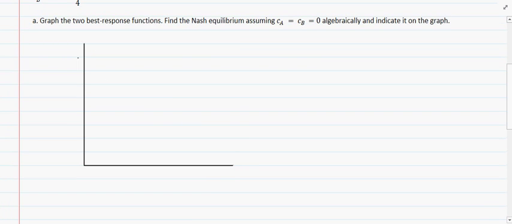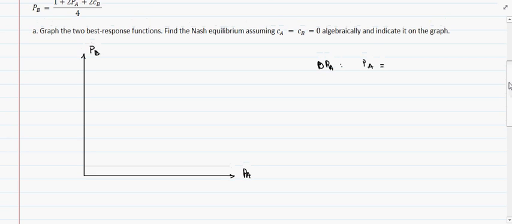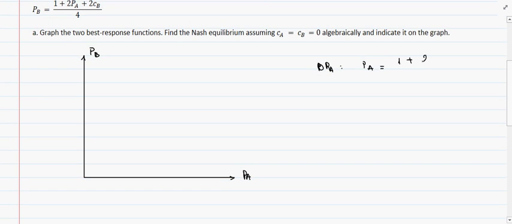Now on the vertical, I will have the price PB, and on the horizontal, I will have the price PA. Okay, so I'll be drawing the best response function for firm A first. So that is going to be PA equals (1 plus 2 PB plus 2 CA), everything divided by 4.